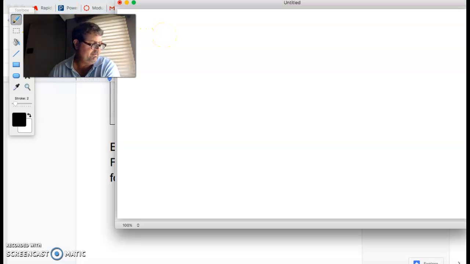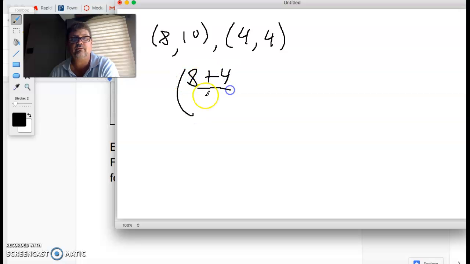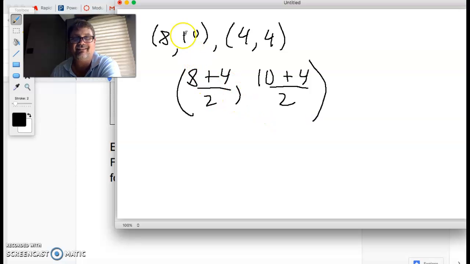We want the midpoint of a line segment through 8, 10, and 4, 4. All right, so really it's going to become 8 plus 4 over 2, just using the formula, 10 plus 4 over 2. Since we're adding, order doesn't matter really. So here I get 12 over 2, which is 6, right? 14 over 2 is 7. So your midpoint is 6, 7.